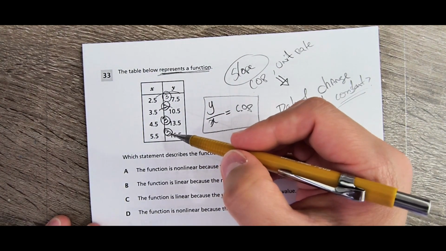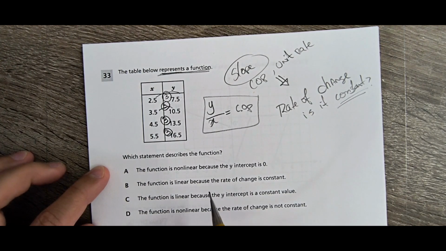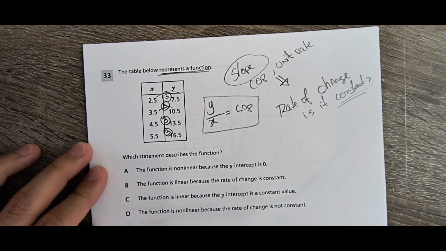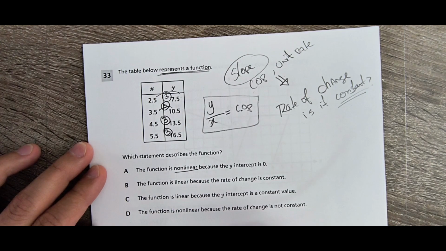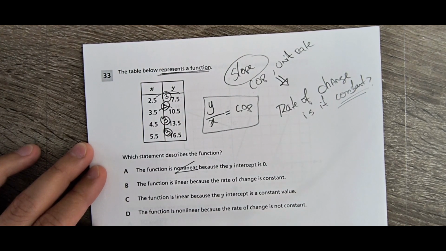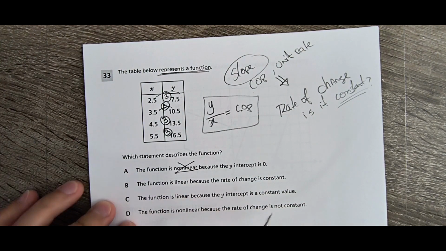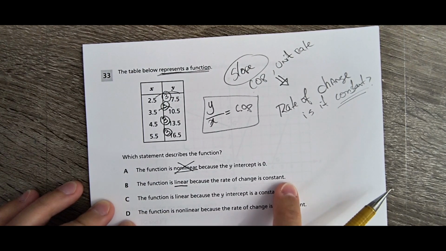A, the function is nonlinear because the y-intercept is 0. Well, we don't know actually what the y-intercept is based on this table. We can find out, but we don't know for sure. Now, I know that this is not true. This is linear because we have a constant of proportionality. We have a rate of change, which is the same. So you cannot tell me this is not accurate. The function is linear. Okay, we're headed in the right direction. The function is linear because the rate of change is constant. Oh, we verify our answer. This is correct. This is our answer, B.